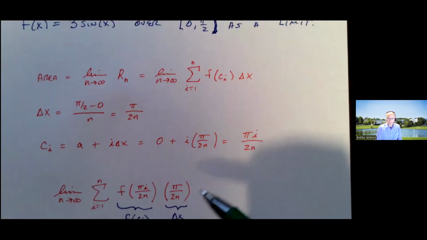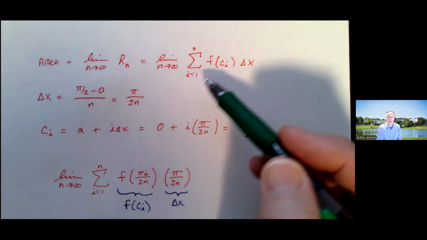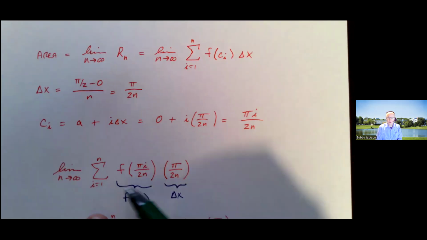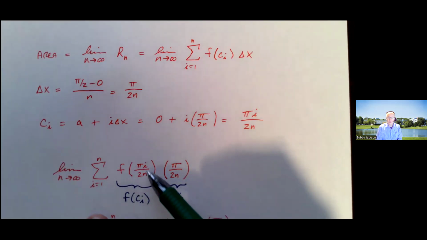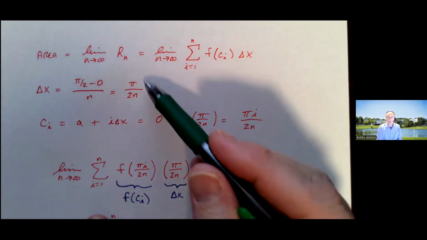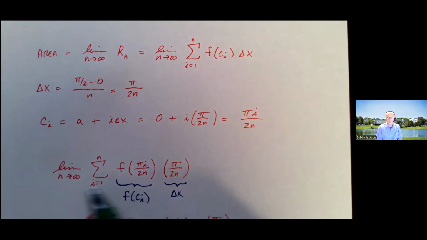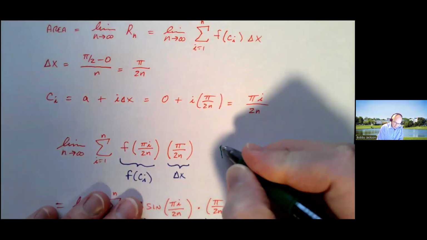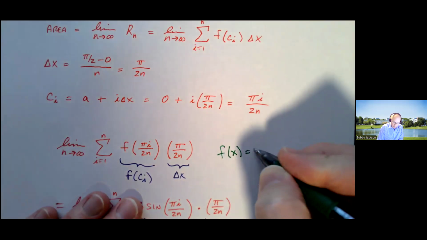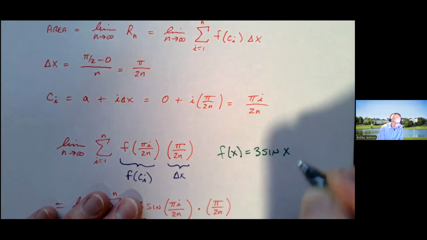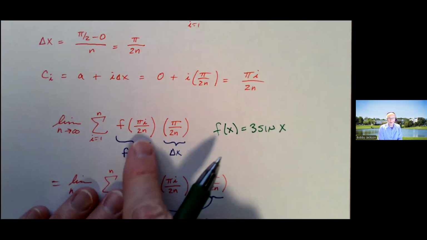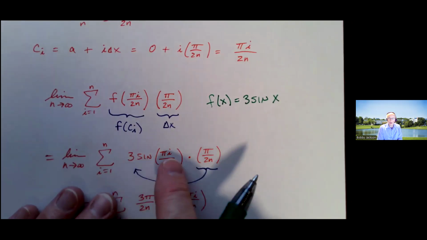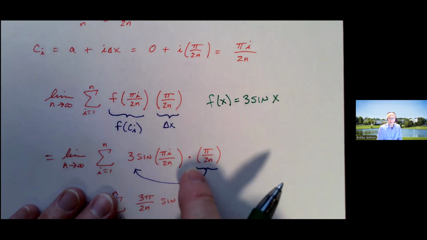So now I can plug in, right? What is f of c sub i? c sub i is this quantity, so I'm looking at f of pi i over 2n, and then times the delta x, which is this. Okay, so this is it. We just want to clean it up. Of course, what is our function f? Well, our function f is 3 times sine of x, right? That's the actual function that we're looking at here. So I'm going to replace the x in this function with the pi i over 2n to do this evaluation. And I get 3 sine of pi i over 2n times still this delta x.